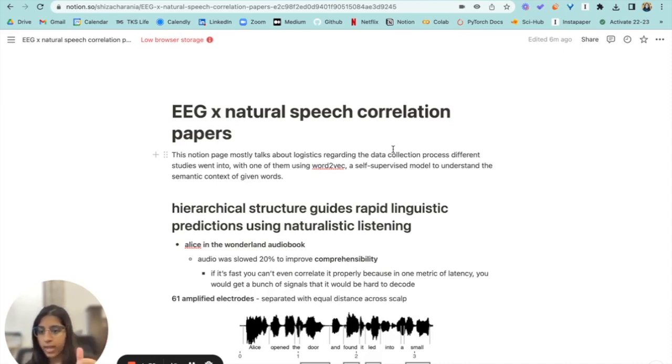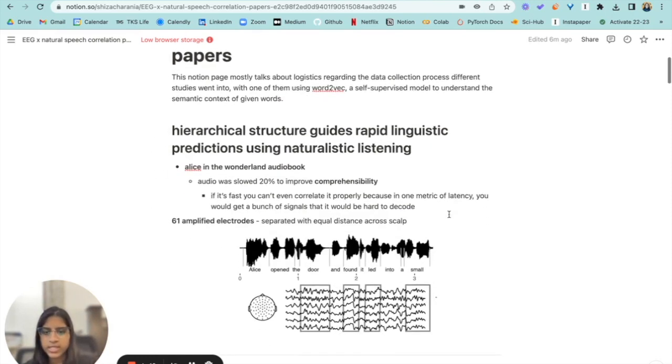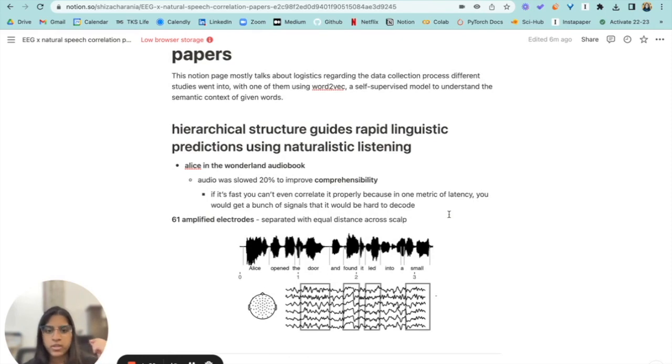So that's one thing. And then obviously just to get the EEG data to show up properly and not go too fast. Because obviously, if you're saying, like in this example, Alice opened the door and found it led to a small. So for all of these words, it's going so fast that it would be hard to track down the EEG data. So if you're going a bit slower, then the EEG data would be more visible. And so in this case, one metric of latency, which is essentially the time metric that you're looking at, you'd get so many signals that it would be hard to decode the speech from them.